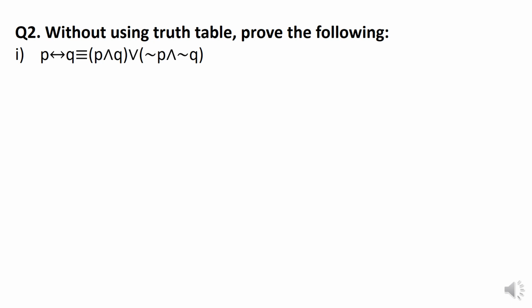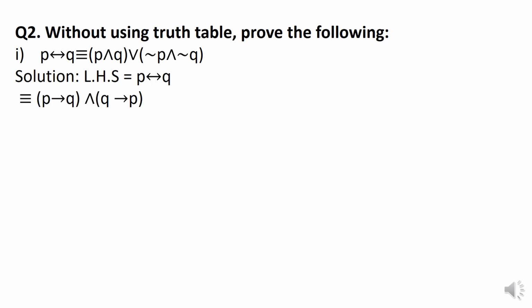We have to prove that it is the same as (P and Q) or (not P and not Q). Let us take the LHS: P if and only if Q. From the previous result which we studied, we know that this statement is the same as if P then Q, and if Q then P. Again, from the previous result, we know that these two statements are the same as (not P or Q) and (not Q or P).